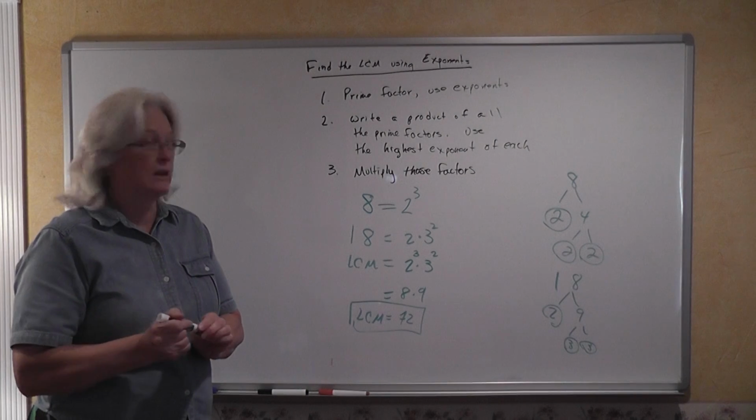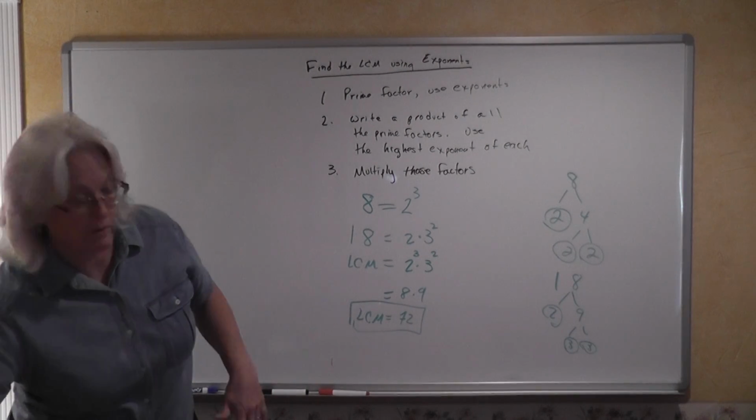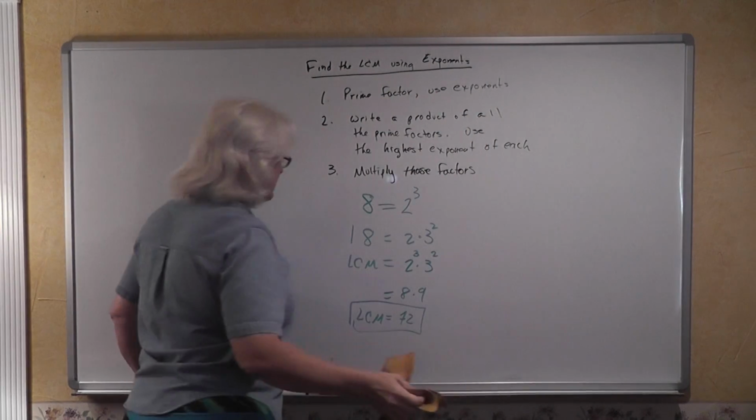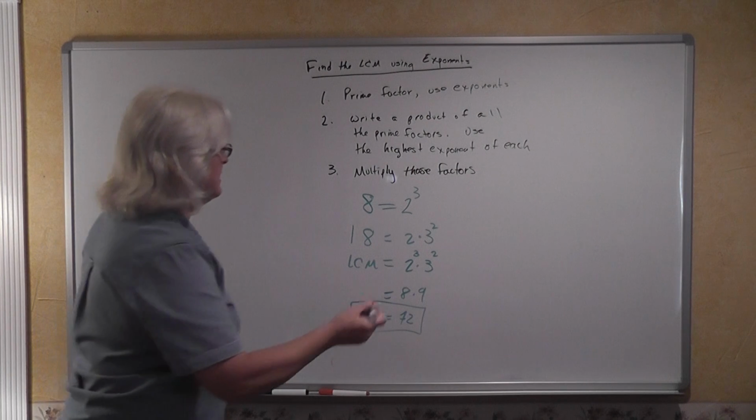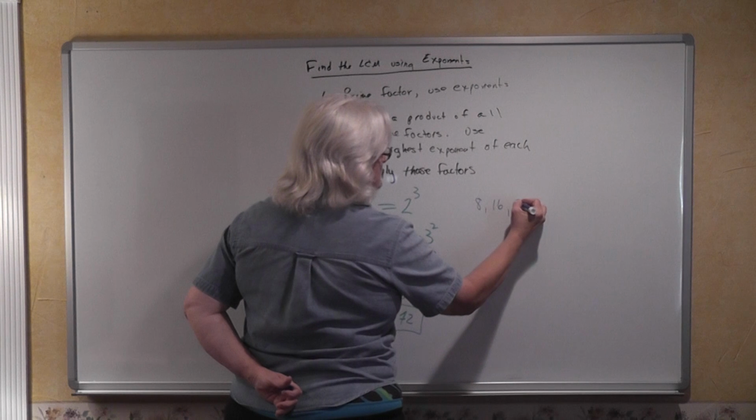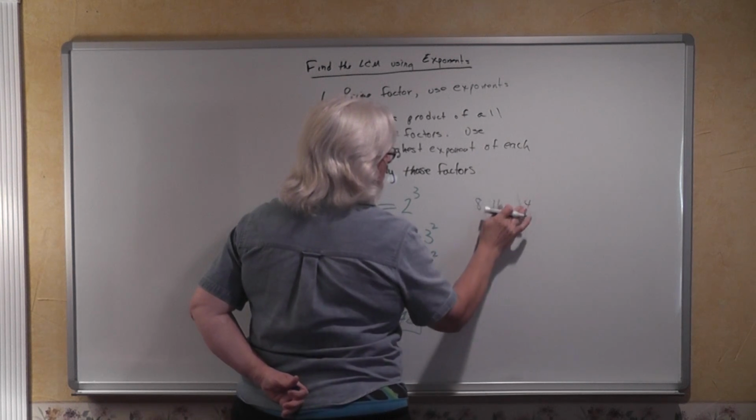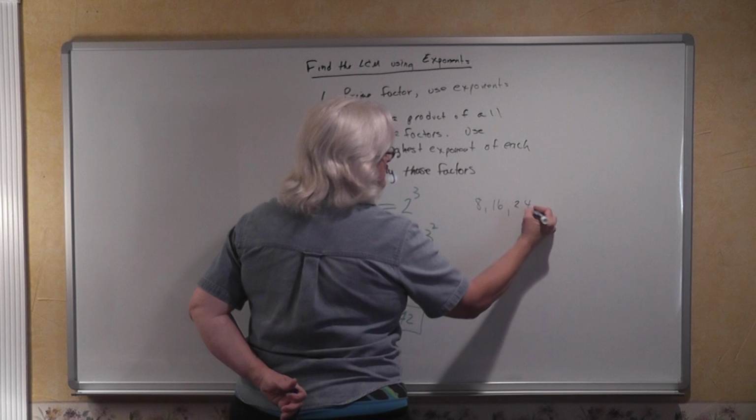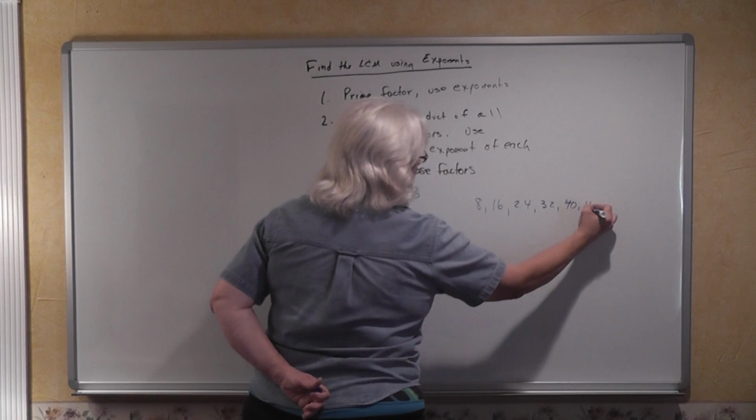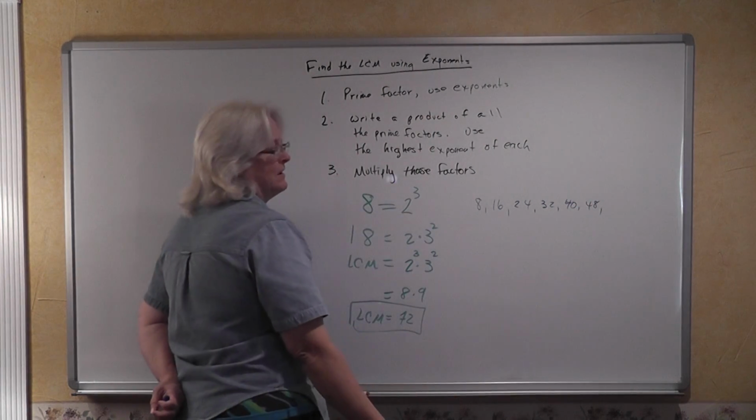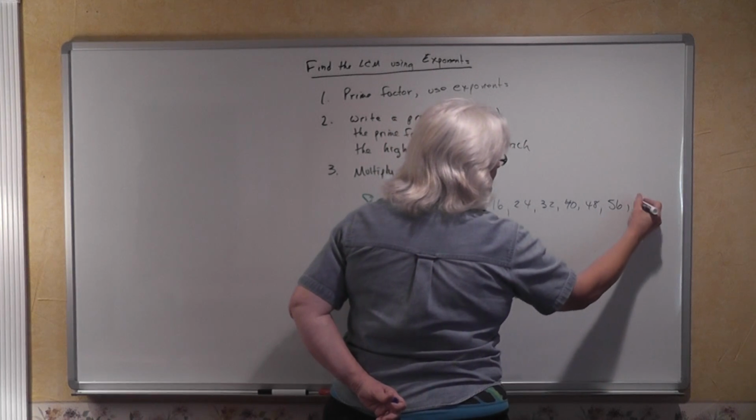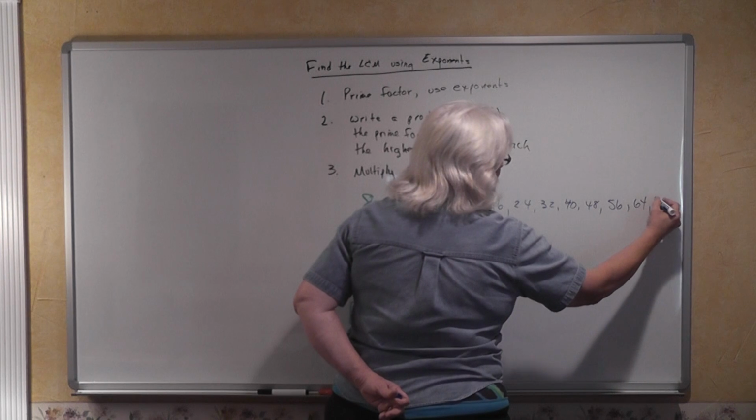Now let me take just a second and validate this for you one last time, just by writing multiples. What are multiples of 8? 8 times 1 is 8, 16, 8 times 3 is 24, 32, 5 times 8 is 40, 48, 7 eights are 56, 8 eights are 64, 8 nines are 72.